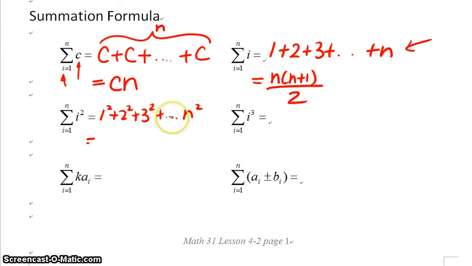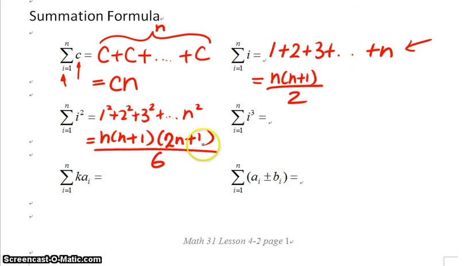So let me just give you the formula. Without a proof, let me just give you a formula. It will just be equal to that. All right. Just some math formulas for you to work with.